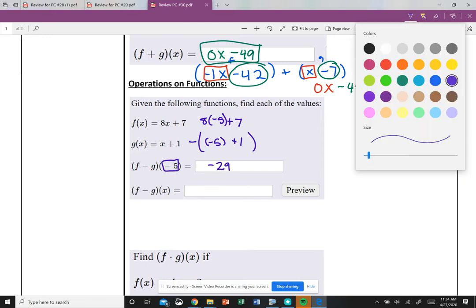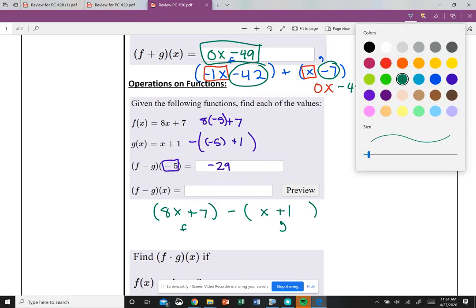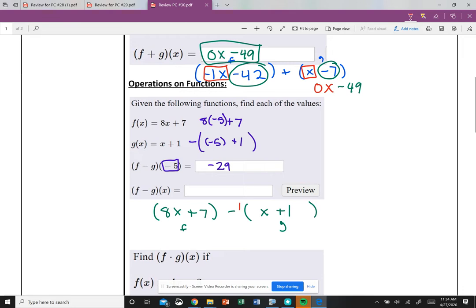All right, so on this next one, we're going to take our f function, and we're going to subtract our g function. So here's my f, here's my g. So my f function is 8x plus 7, and I'm subtracting x plus 1. So now the first thing I need to do is distribute this -1 through this problem. So I've got 8x plus 7 minus, and then -1 times x is -1x. -1 times 1 is -1.